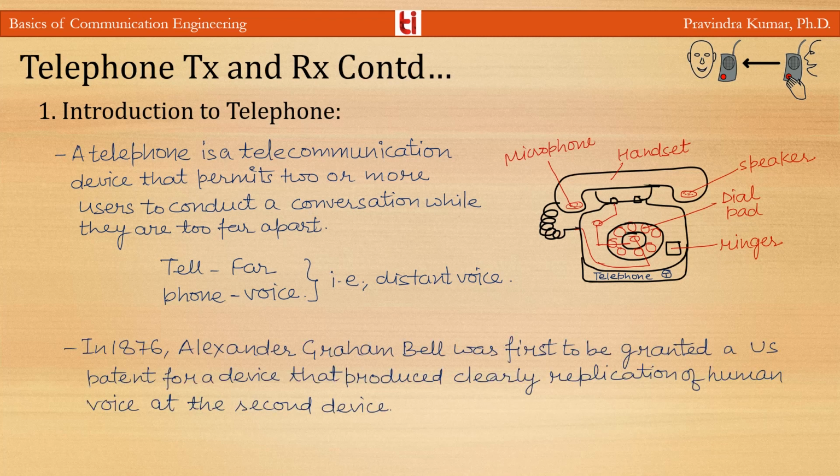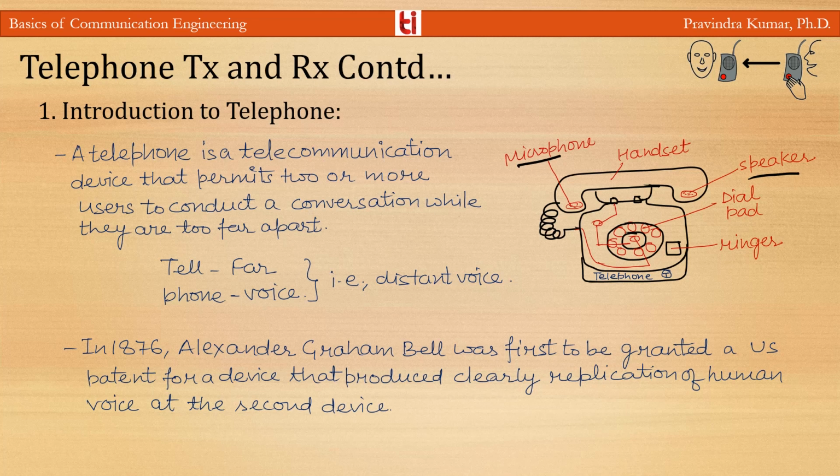In 1876, Alexander Graham Bell was the first to be granted a US patent for a device that produces a clear replication of the human voice at a second device. This instrument was further developed by many others and became an essential element in business, government and households. It has a transmitter to speak into and an earphone receiver which reproduces the voice in a distant location. In addition, telephones contain a ringer to announce an incoming telephone call and a dial or keypad to enter the telephone number when initiating a call to another telephone.